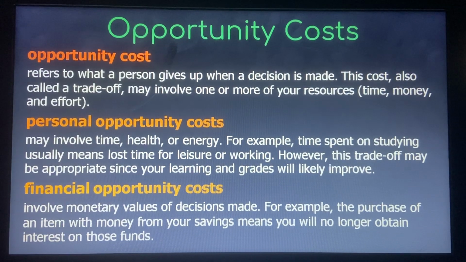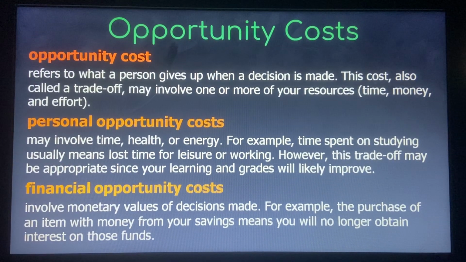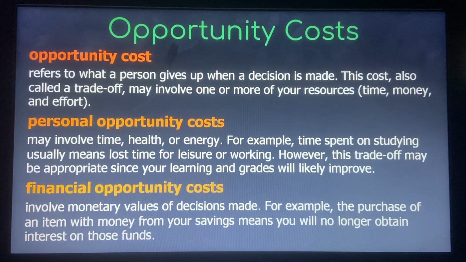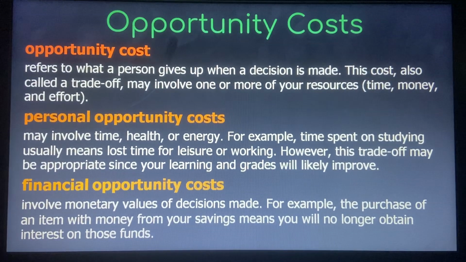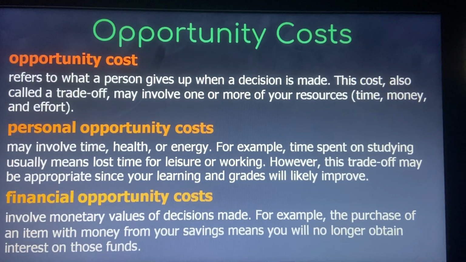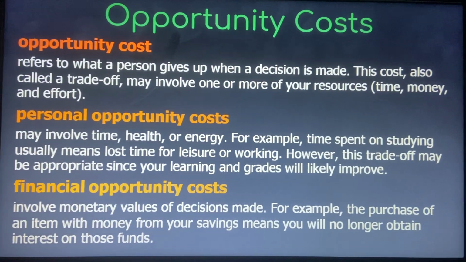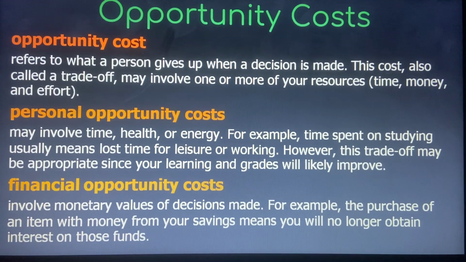Financial opportunity costs. These involve monetary values of decisions that are made. For example, the purchase of an item with money from your savings means you will no longer obtain interest on those funds. So if you're pulling money out of your savings account to go buy something, that's going to be less money you're earning on top of when that money was in your savings account collecting.